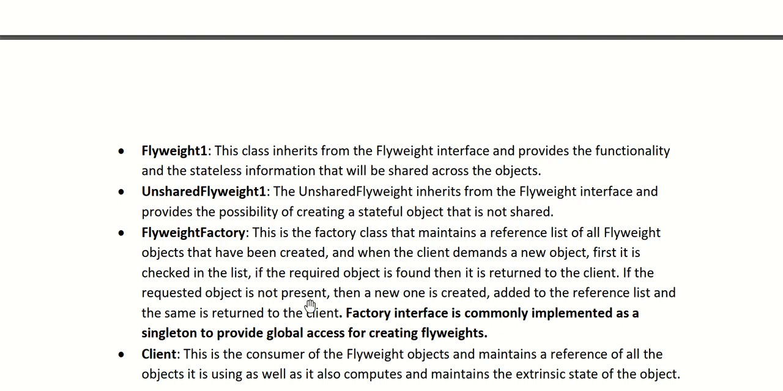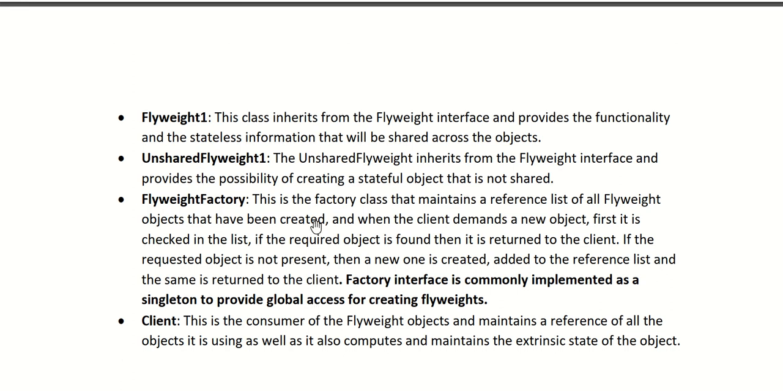You can create two kinds of flyweights. Flyweight factory: this is the factory class that maintains a reference to a list of all flyweight objects that have been created. And when the client demands a new object, first it is checked in the list or in the cache basically. If the required object is found, then it is returned to the client. If it is not present, then a new object is created, added to the cache or the list, and the same is returned to the client.